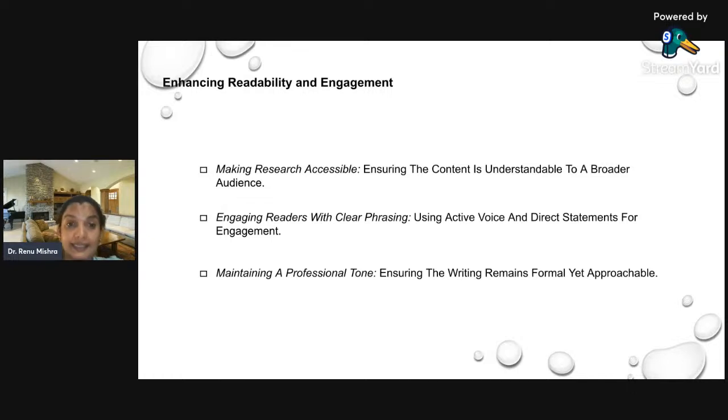Because eventually, your purpose is not just to publish, your purpose is to have more and more citations also. Mind it, guys. We are not just publishing for the sake of publishing. We want our papers to be cited also.